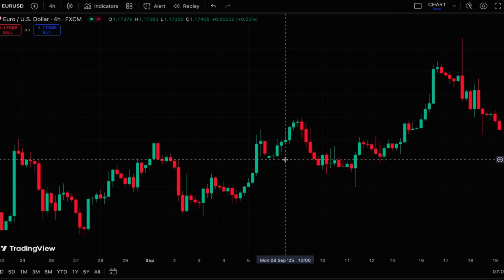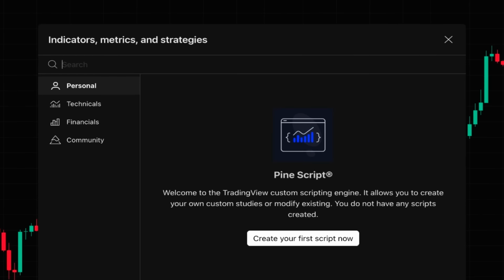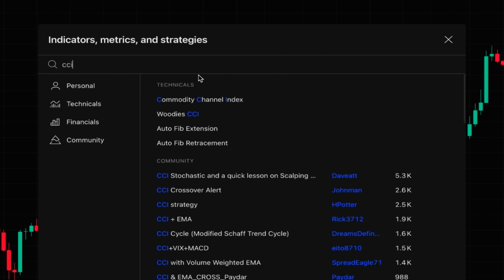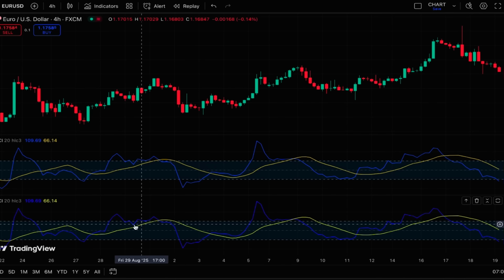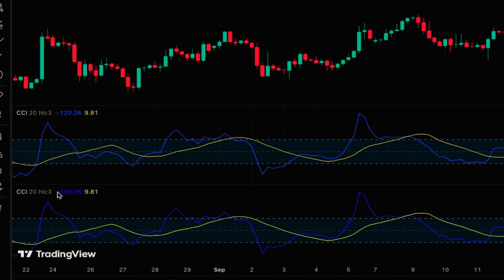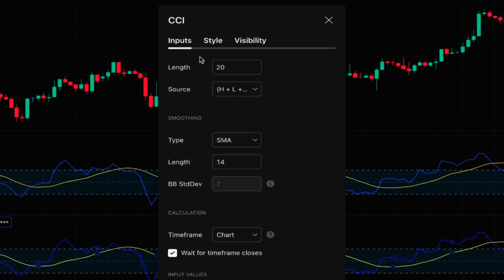Here we need to add 2 CCI to our chart. So here we click on indicators and we search CCI. This one, we add 2 CCI to our chart and we need to change their settings. Here for this CCI, which is placed at the bottom, we go to the settings of the CCI, and here in the inputs tab, for the length, we set it at 34.